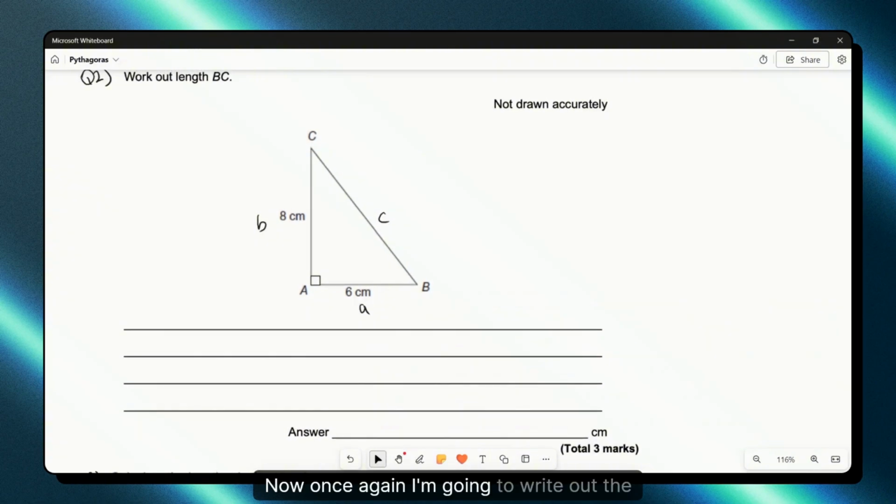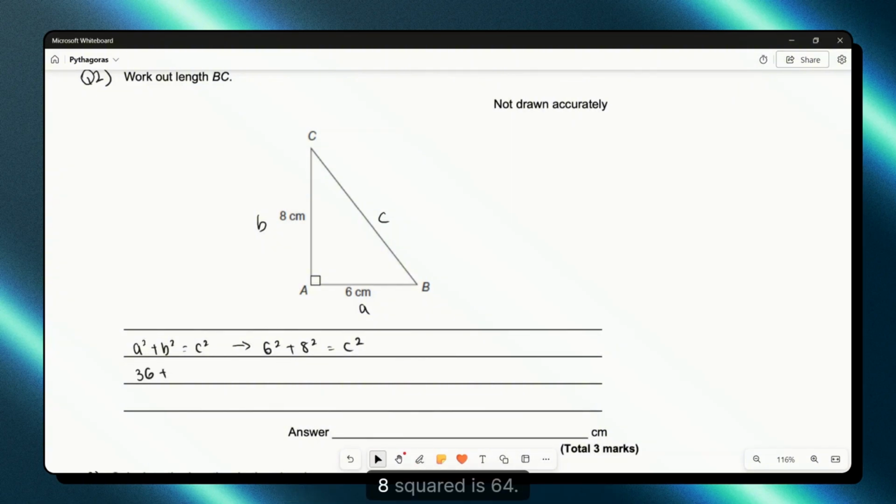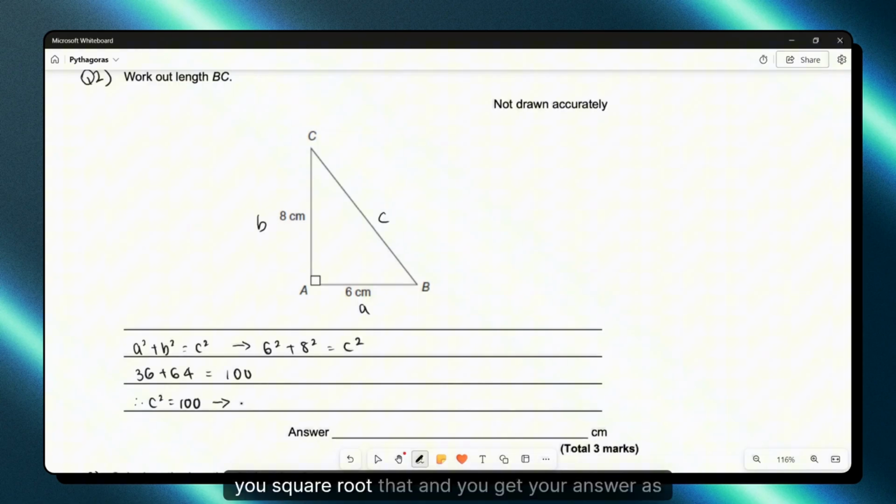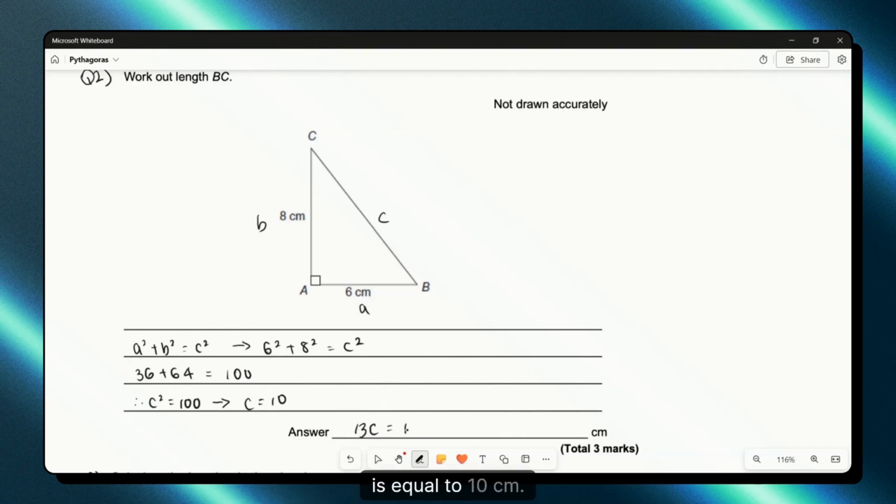Now, once again, I'm going to write out the Pythagoras theorem, which is a squared plus b squared is equal to c squared. Going to get into the habit of writing this out to make things much easier when working out values. Subbing in our values, we have 6 squared plus 8 squared is equal to c squared. Now we know that 6 squared is 36, 8 squared is 64, therefore adding the two together gives you 100. So therefore c squared is equal to 100, and as from the first question, to get c, you square root that, and your answer is 10. So therefore BC is equal to 10 centimeters.